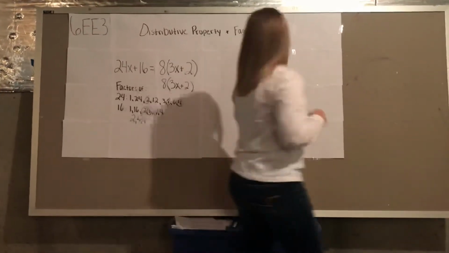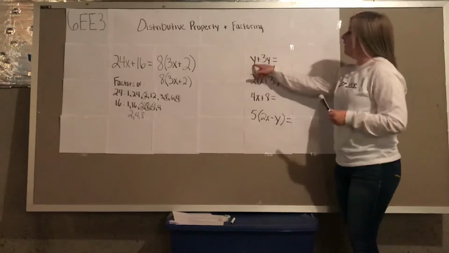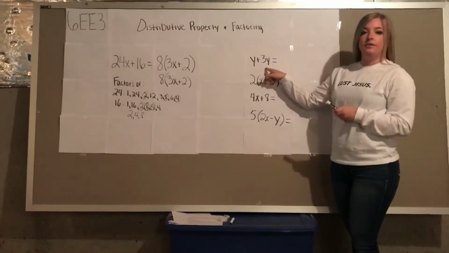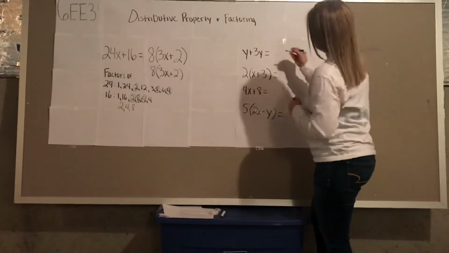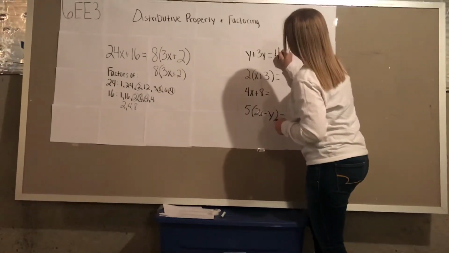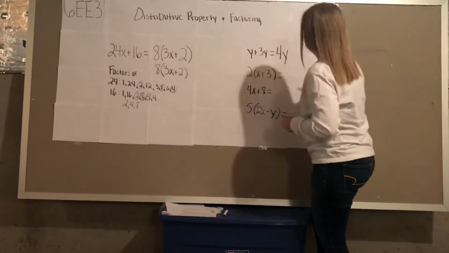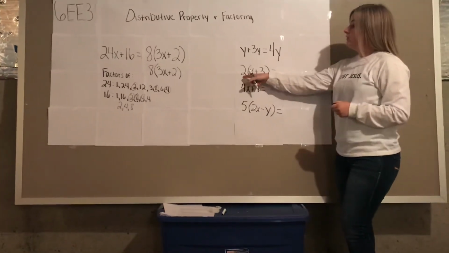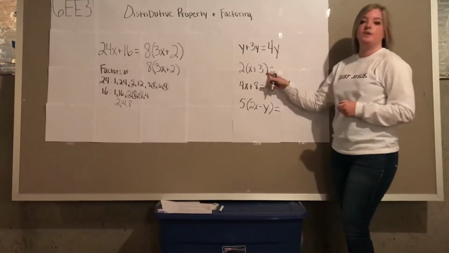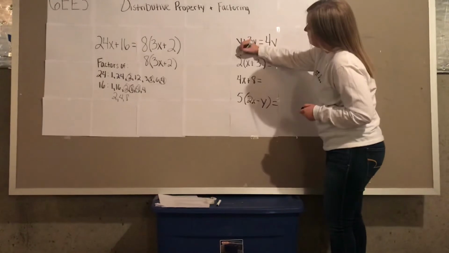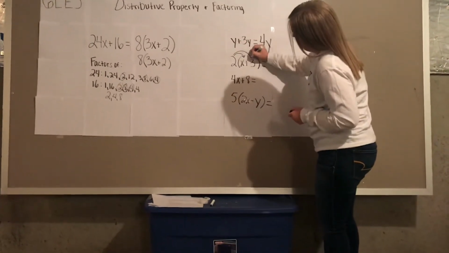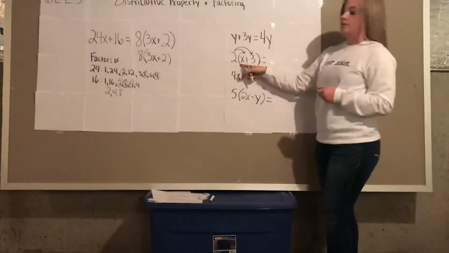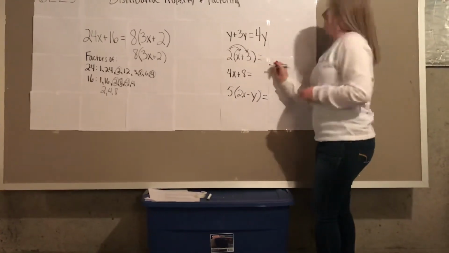So I'm going to go ahead and go on this side. So we have y plus 3y would equal what? 4y. Yes, 4y. And this one is just simple adding like terms. So now we have 2 in parentheses x plus 3. So you're going to use your distributive property. Do 2 times x plus 2 times 3. So what is 2 times x? 2x. Yes.